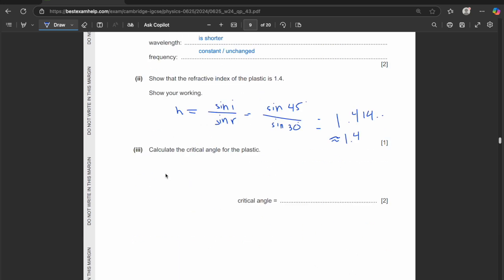So calculate the critical angle for the plastic. So critical angle: n is equal to 1 by sine IC. n is 1.4, so 1.4 equals 1 by sine IC, and you can take the inverse of sine 1 by 1.4. That is 45.58, something like that, and taking two significant figures, you get 46 degrees.